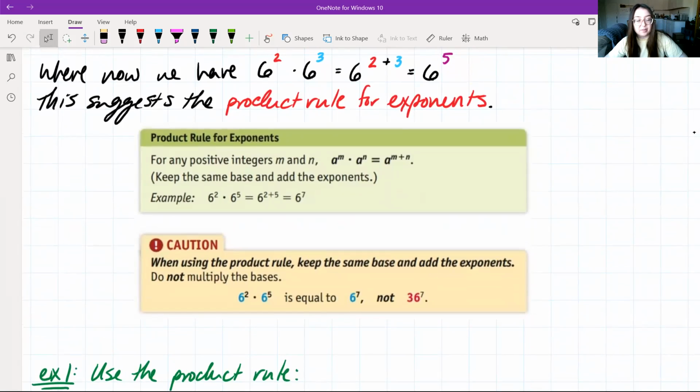So a word of caution, when using the product rule, keep the same base and add exponents. You don't multiply the base. So 6 to the power of 2 times 6 to the power of 5 is equal to 6 to the power of 7, and it's not 36 to the power of 7. So you're only adding exponents. You're not doing anything to the base. The base is going to stay the exact same. You're not multiplying the base because that would give you a completely different answer. So only adding exponents.